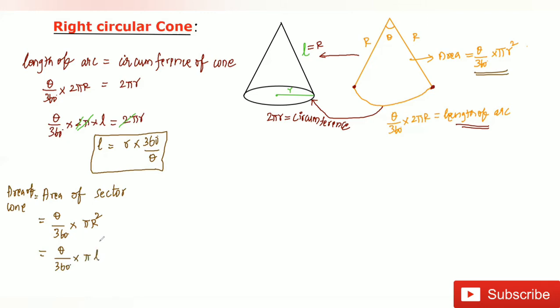R in the sense L, that is L square. So instead of this R, I'm substituting L, so L square I'm getting. L value we have, children, here, that I'm going to substitute. Before that, we'll make one line here.